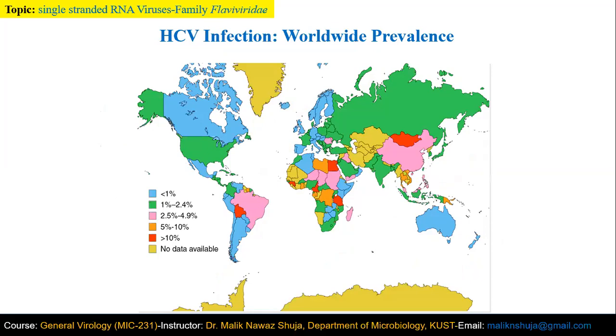This map presents the incidence or the percentage of HCV globally. The sky blue color presents a percentage of HCV which is less than 1% in these countries. The green region represents 1 to 2.4% incidence of hepatitis C virus in the world. If we focus on the South Asian countries like Pakistan and India, we can see these regions belong to the green zone of the world, where the percentage of HCV is 1 to 2.4%.